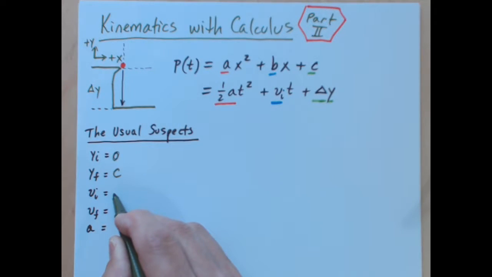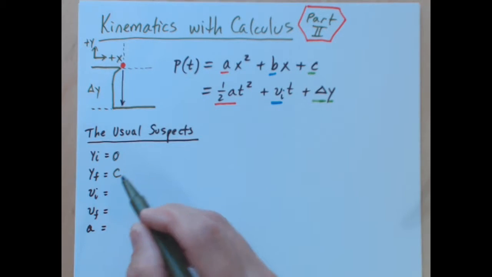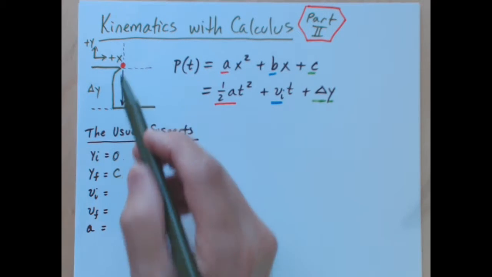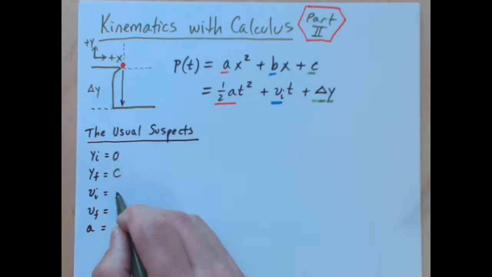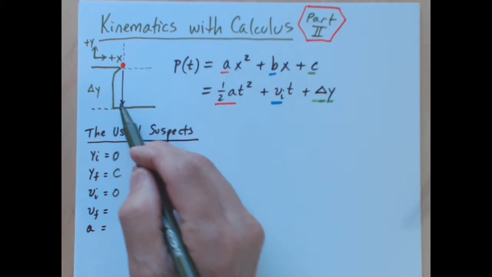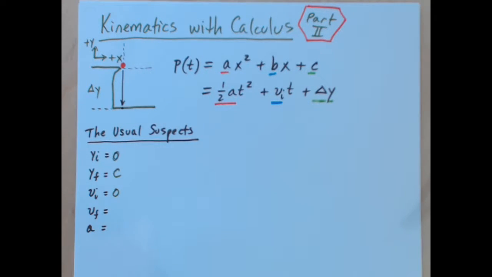V initial is implied in this problem because the ball or the rock is just being dropped from this height. So when something is dropped, it's at rest in somebody's hand or fingers or whatever. So initial velocity is also 0. Final velocity, we don't know. It's going to be some constant. By the time that rock lands down here at the ground, it's going to be going some speed in the downward direction. So its velocity is also some constant.